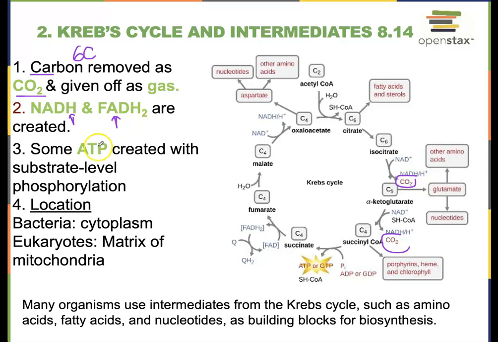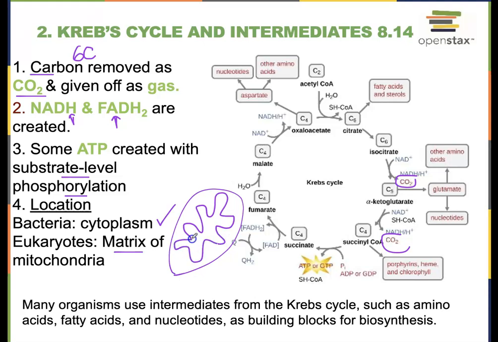What we see happening is some ATP is made, again, with substrate level phosphorylation, just very little. And this is where you have a little difference, because in bacteria, this also happens in the cytoplasm. But in eukaryotes, because eukaryotic cells have mitochondria, and mitochondria is the organelle where we have ATP made, it happens in the matrix of the mitochondria. So if we want to remember what the matrix is, the mitochondria has that outer membrane, it has an inner membrane, and the matrix is just the very inside of the mitochondria.